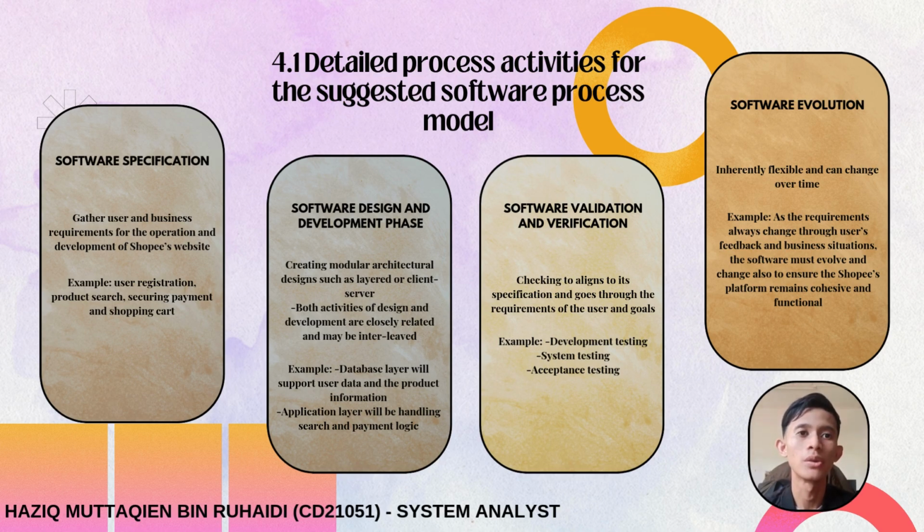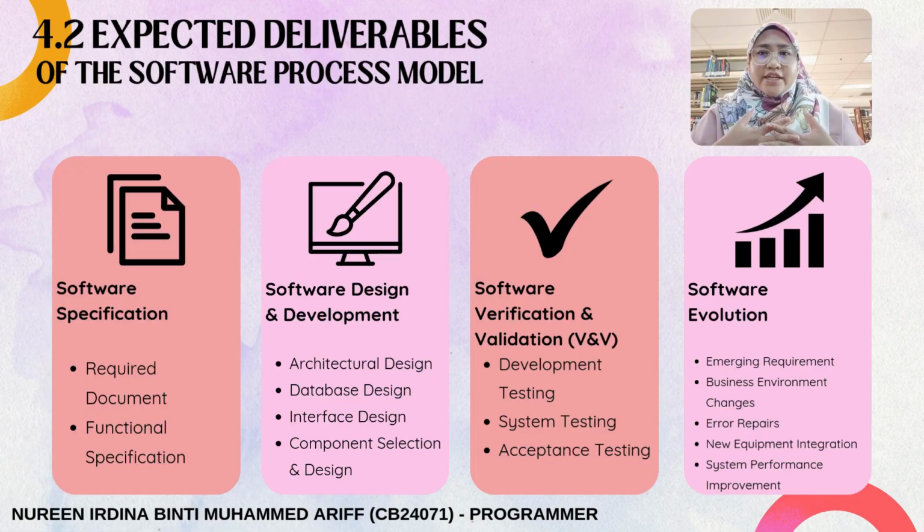For example, as the requirements always change through user feedback and business situation, the software must evolve and change also to ensure the Shopee's platform remains cohesive and functional. Then the expected deliverables of the process activity. First is the software specification.